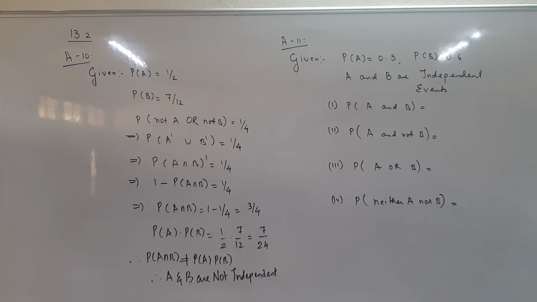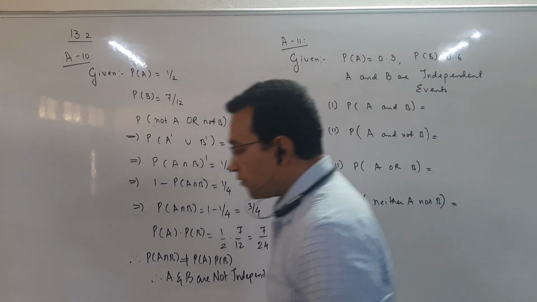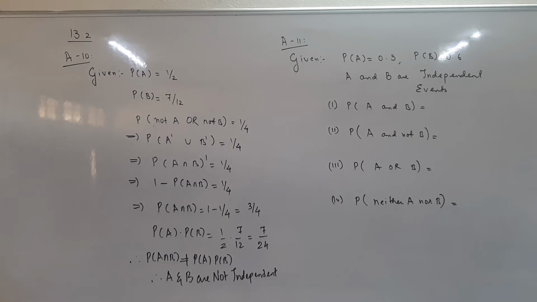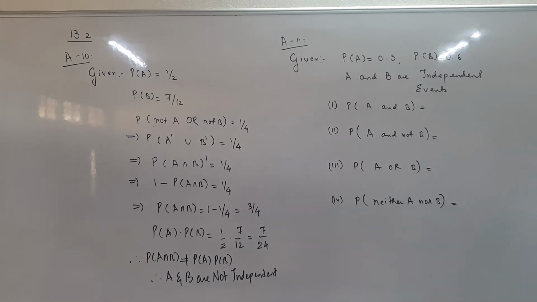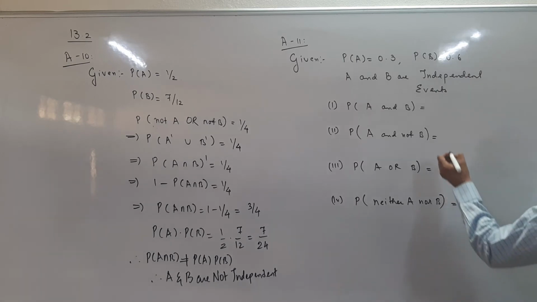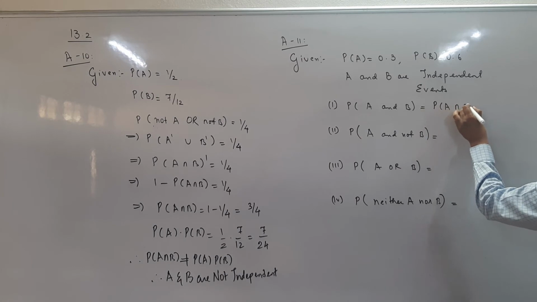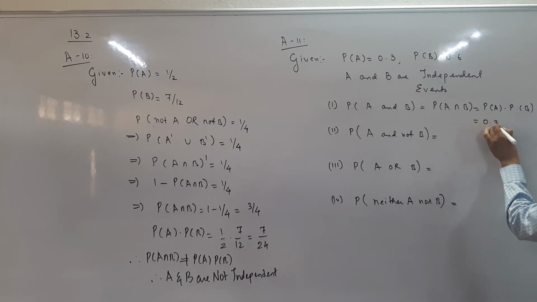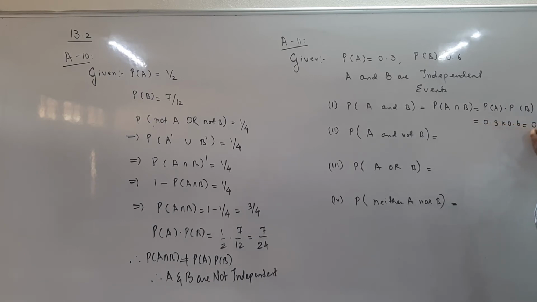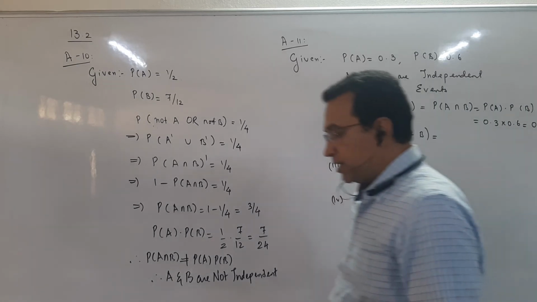So what I am telling students here, one must be very careful, one must be very cautious in applying the appropriate formula. If you don't apply, students, the appropriate formula, you are bound to get the wrong answer. Now sum number 11. A and B are independent events, so P of A and B is symbolically P of A intersection B, which is equal to P of A into P of B. So 0.3 into 0.6, so this is 0.18.